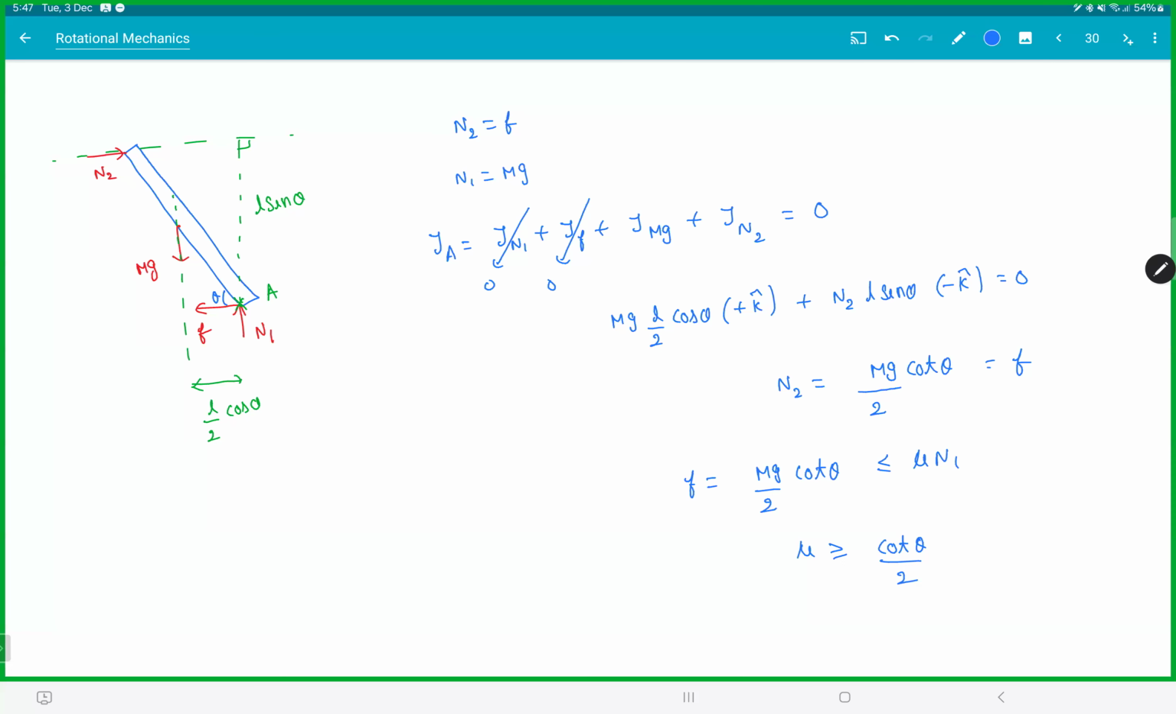Have a look at the steps. Did we do anything new? FBD, force, torque, solve. The game is still the same. Any doubts on this? Anyone not convinced with the free body diagram, the force equation, torque, anything you're not clear? Next one.